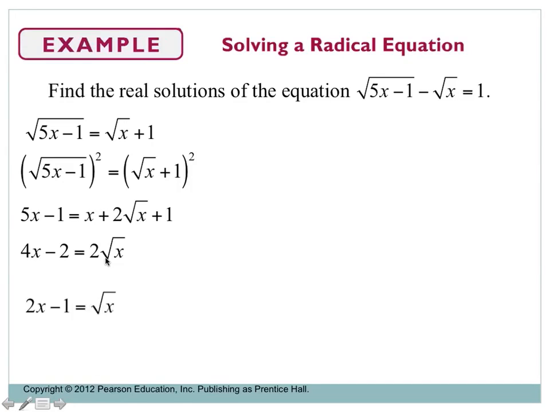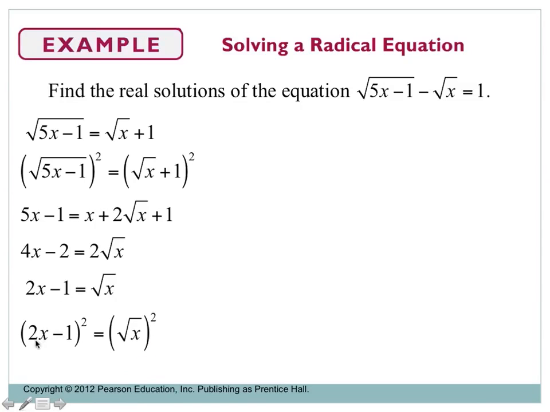In order to get rid of this, I'd go ahead and divide by 2 first, since everything divides nicely. Dividing everything by 2 just leaves you with 2x minus 1 equals square root of x. And then square both sides. So you have 2x minus 1 squared equals square root of x squared. Again, you're going to FOIL this, so you're left with 4x squared minus 4x plus 1 equals x, since square root of x squared, the square root and the square cancel one another out.